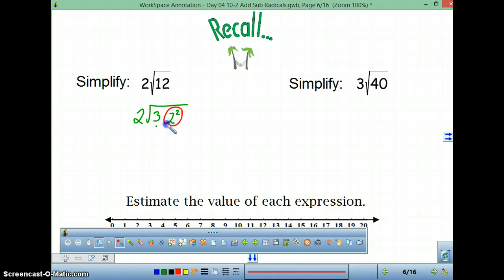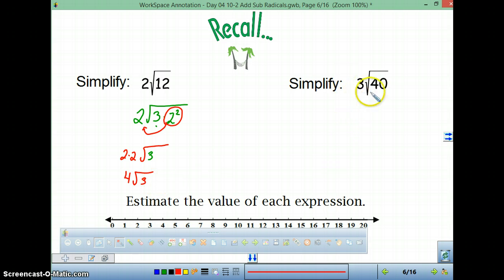Here's the perfect square. We take the square root of that out of the radical. Now we have 2 times 2 outside the radical, and what's left inside is 3. And we can simplify that to be 4 root 3. Good? Let's try this one.